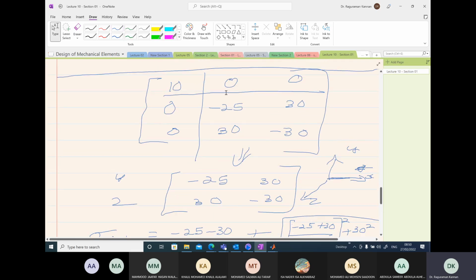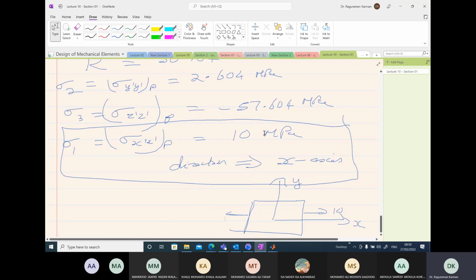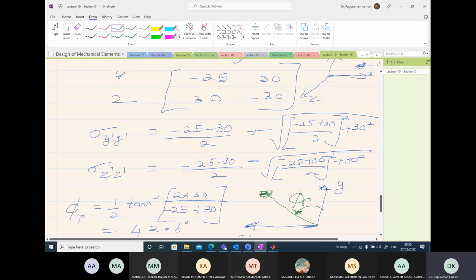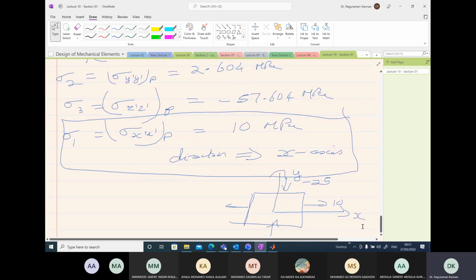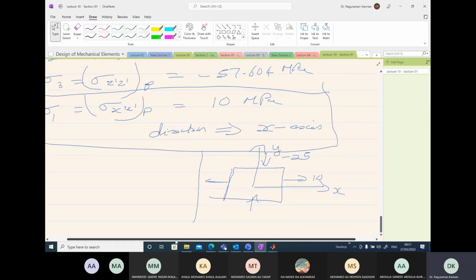If you see here, along this 10 megapascal, and then along the y direction you have minus 25, just in 2D case. Okay, so this you will draw minus 25. But the shear stress in these two directions are 0. No, shear stress is 0, 0 in the original one. But if I want it in the maximum principal stress direction, it will be slightly different.